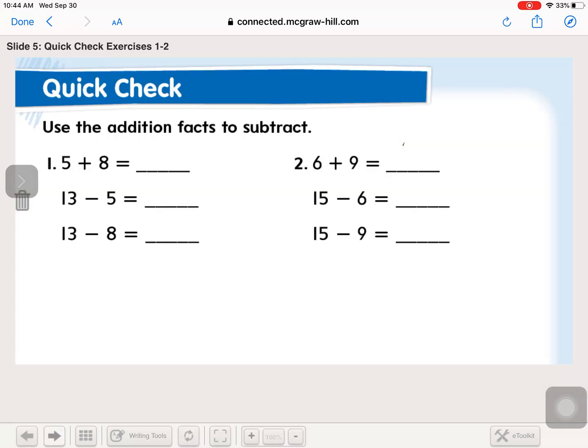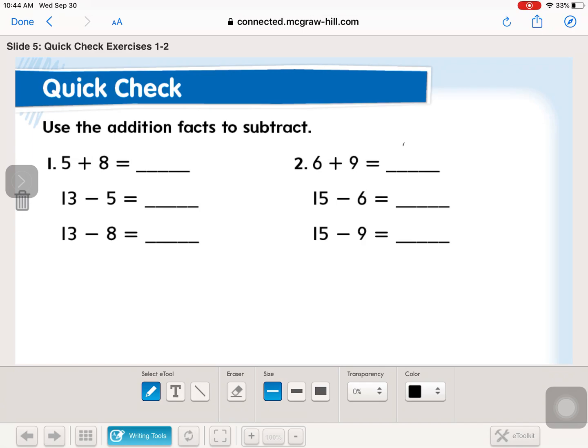Let's take a look at our quick check here. We're going to use our addition facts to help us subtract. So the first problem we have here is 5 plus 8. If you put 8 in your heart, I like to start at the bigger number. It doesn't matter, right, because of the commutative property. 8 and count on 5: 9, 10, 11, 12, 13. Then I also know that 13, take away the part of 5, is going to equal the missing part of 8. And 13 minus the part of 8 equals the missing part of 5.